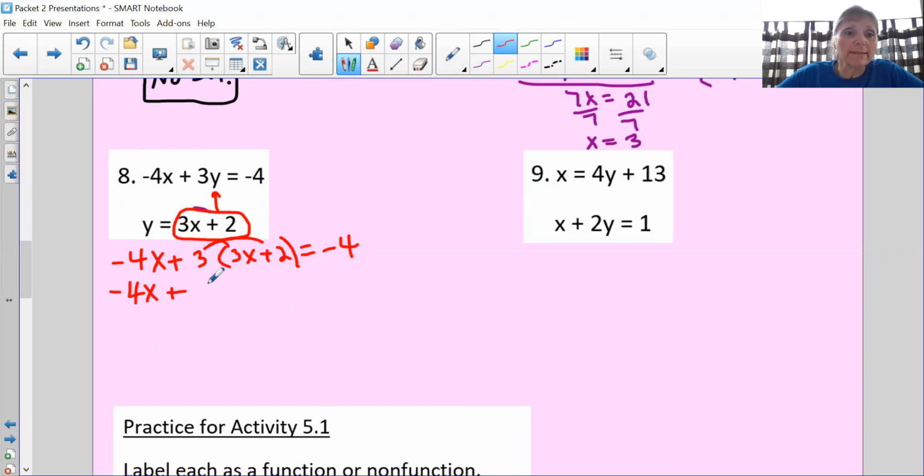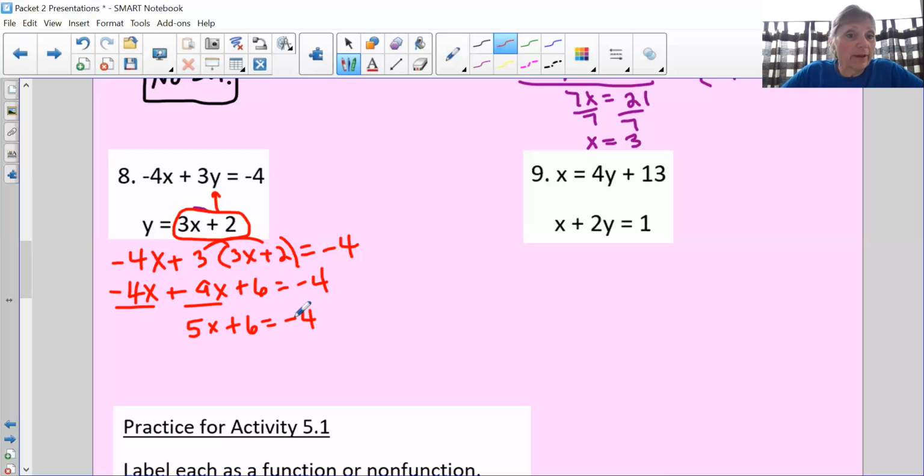3 times 3x is 9x. 3 times 2 is 6. Okay, I'm going to look around to see what I do. I know the 6 will have to come over to the 4, but right now I have 2 variables that I need to combine. The signs are opposite, so I'm going to subtract and take the sign of the larger, which just leaves it positive, plus 6 equals negative 4.